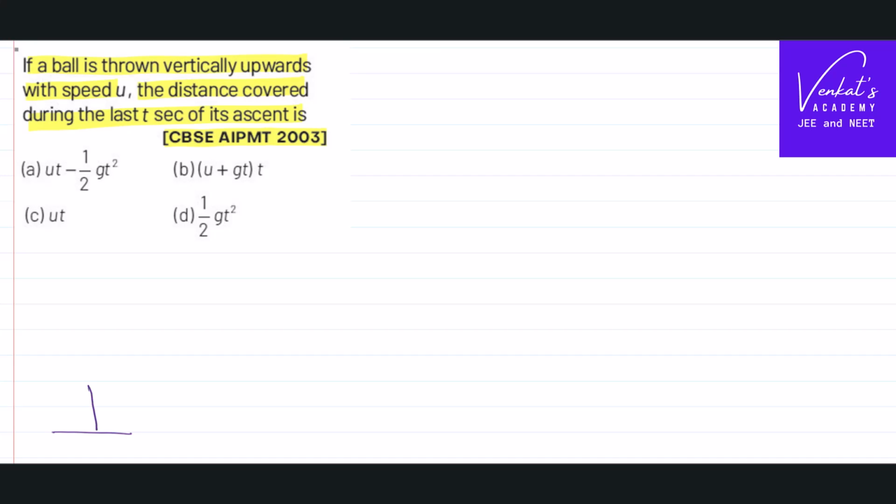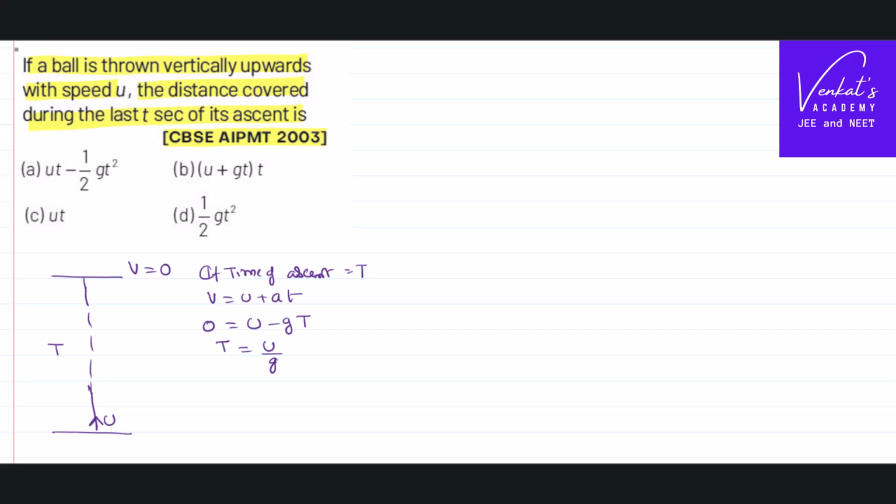A ball is thrown vertically up with a velocity u. It's obvious that after reaching its maximum height, its velocity becomes 0. For that, it takes a time called the time of ascent, right? So, if the time of ascent is capital T, be careful, I'm considering it a different T. I can use the formula v equal to u plus at. v is 0, u is u, a equal to minus g, and T is the time of ascent. So, time of ascent equal to u by g. So, in a time u by g, it reaches its maximum height.